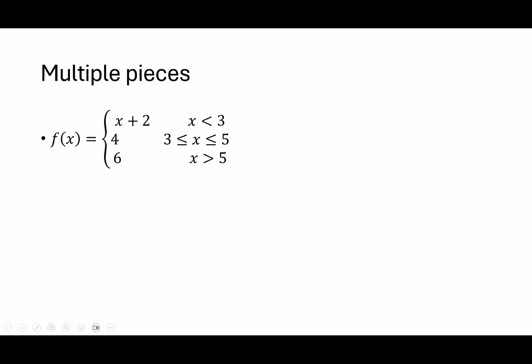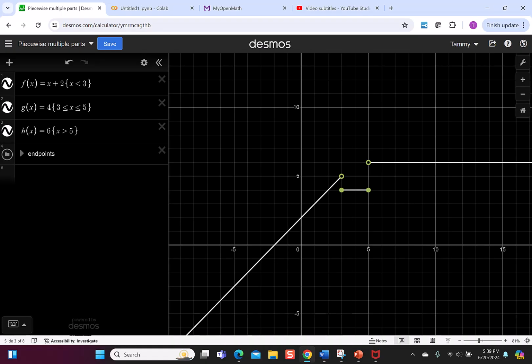So I'm just going to step you through how to graph f of x as x plus 2 when x is less than 3, 4 when x is greater than or equal to 3 and less than or equal to 5, or 6 when x is greater than 5. And our first graph shows us this function when I graph it in pieces.